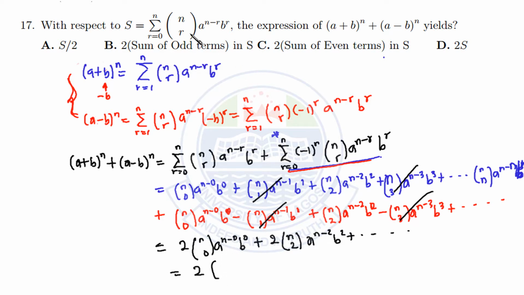Now you can see that here this is my S here. Now if you check this, if I try to simplify this exactly, it will give me something like this, right? And these are these terms. The first term is my odd terms, so that means I'm going to have 2 times sum of what? Sum of odd terms, because the even terms are cancelling out. So that means I'm going to have 2 times sum of the odd terms in S. So the correct option here is B.